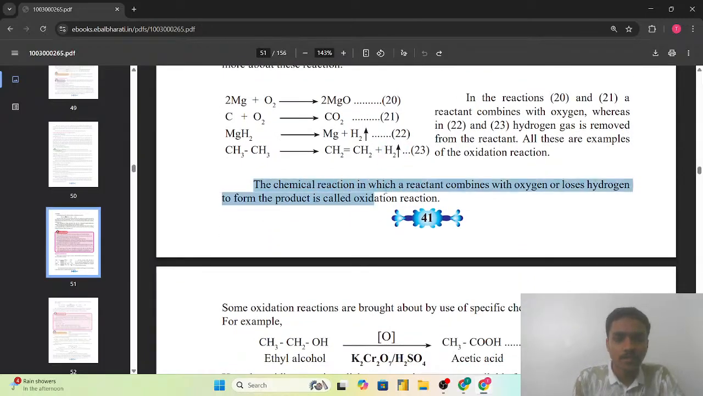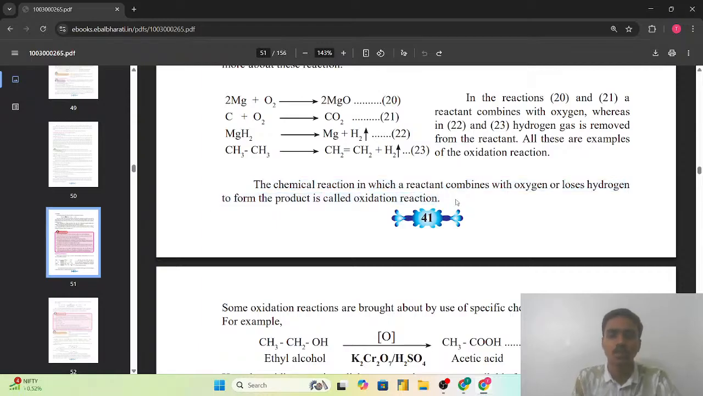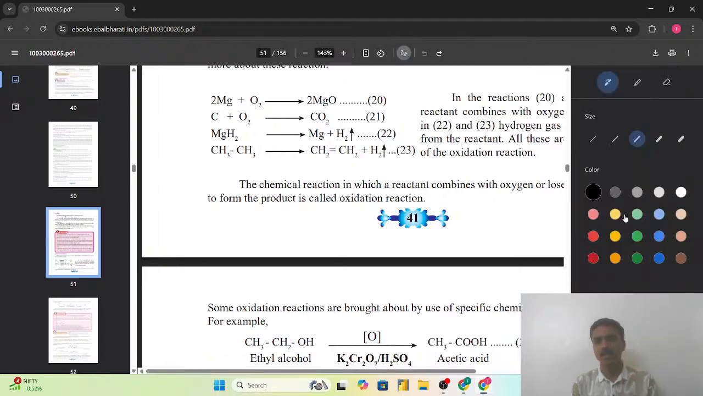So, the chemical reaction in which a reactant combines with oxygen or loses hydrogen to form the product is called the oxidation reaction. तो समझ लेना है कि ऑक्सीडेशन रिएक्शन क्या है. सो ऑक्सीडेशन रिएक्शन बेसिकली ये है कि जब या तो ऑक्सीजन कंबाइन होगा या तो हाइड्रोजन गैस इवॉल्व होगा. So when either the reactant gets combined with the oxygen or loses the hydrogen, then that type of reaction is called the oxidation reaction.